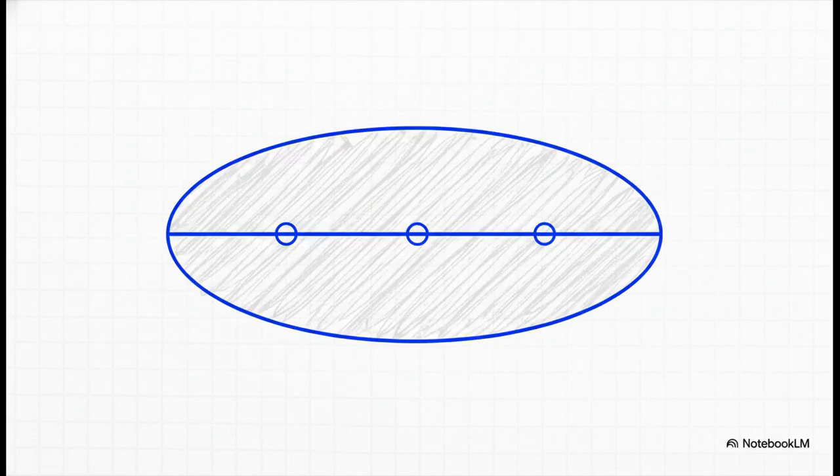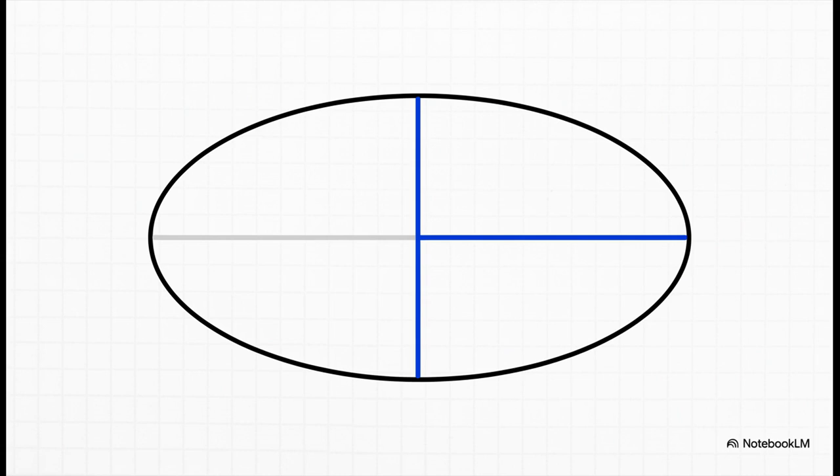Next is the major axis. Think of this as the ellipse's spine. It's the longest possible line you can draw straight through it, cutting it in half the long way. It runs right through the center and connects the two widest points. And that distance from the center to one of the ends, we call that A, which makes the whole length 2A.